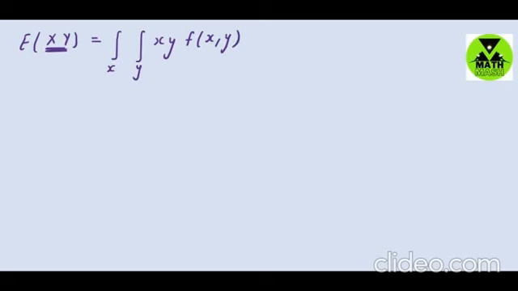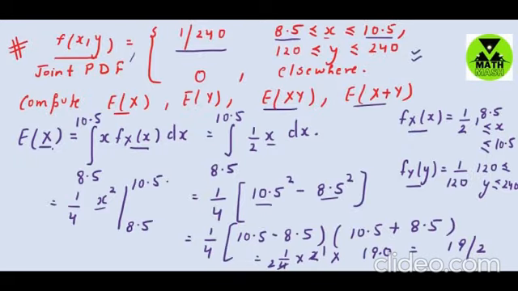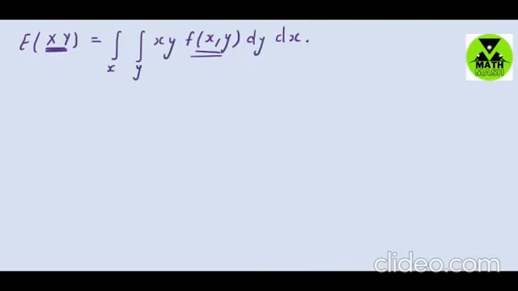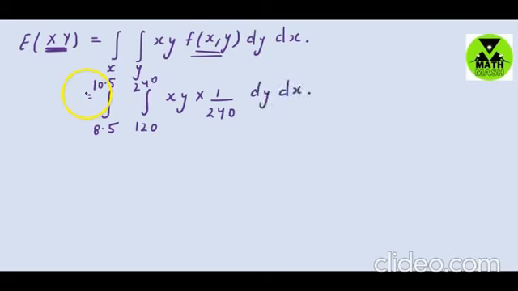Write xy as it is, and their joint probability density function, that is f(x,y). First the inner integral is for y, so first integrate with respect to y and then with respect to x. Now the joint probability density function is 1/240. Limits for x are 8.5 to 10.5, and for y are 120 to 240. So this is the integral over x from 8.5 to 10.5, y from 120 to 240, of xy times the joint density function 1/240, integrating with respect to y, then with respect to x.